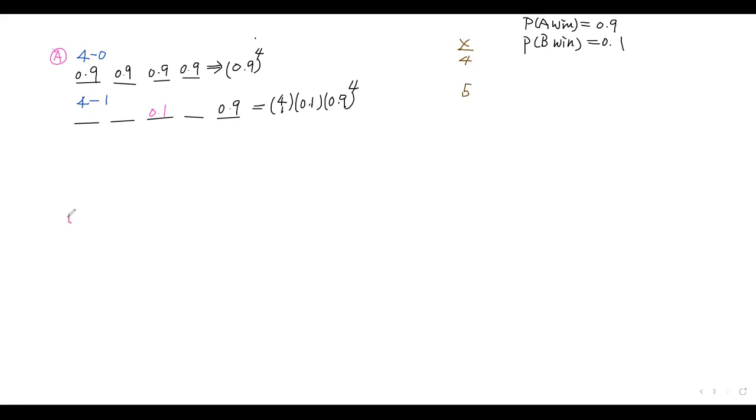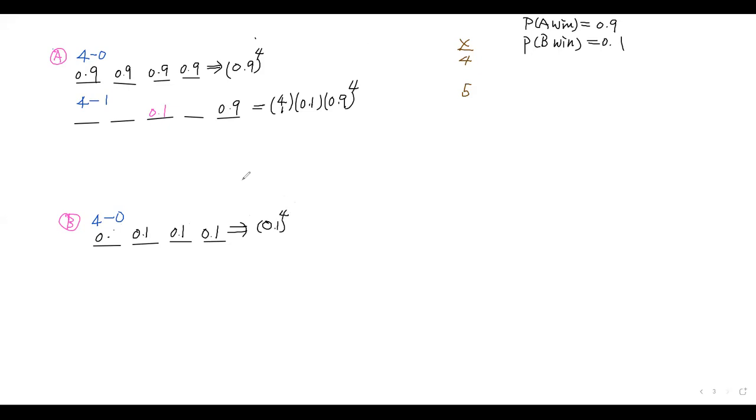Then you can do the same things here. So how about B wins, right? So B wins here, you can do the same thing. You finish it here, so you say 4-0, it's 4 games, right? So 1, 2, 3, 4. So what is the winning? It's 0.1, 0.1, 0.1, 0.1. So what do you have here? It's 0.1 to the 4th power.